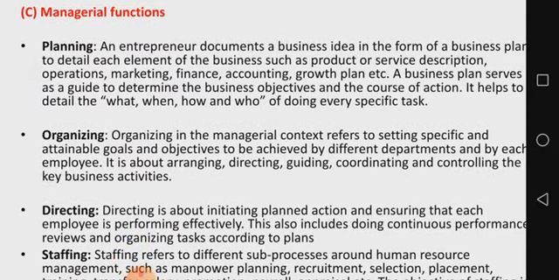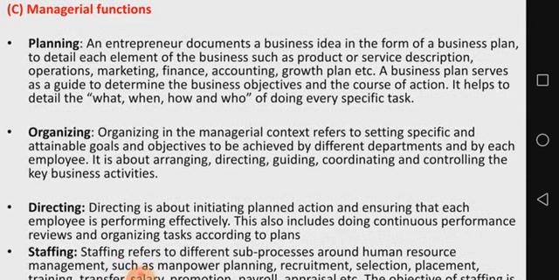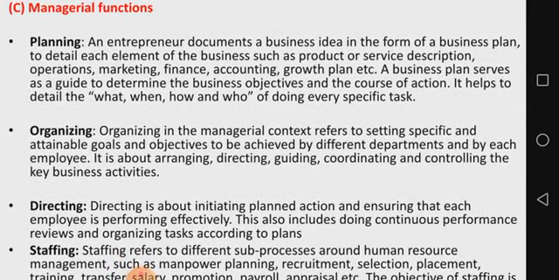There are several subtopics on it. First is planning. An entrepreneur documents a basic idea in the form of a business plan to detail each element of the business, such as product or service description, operations, marketing, finance, accounting, growth plan, etc. A business plan serves as a guide to determine the business objectives and the course of action. It helps to detail the what, when, how, and who of doing every specific task.